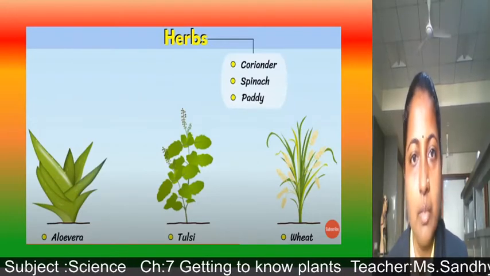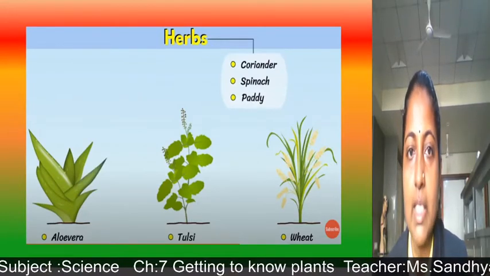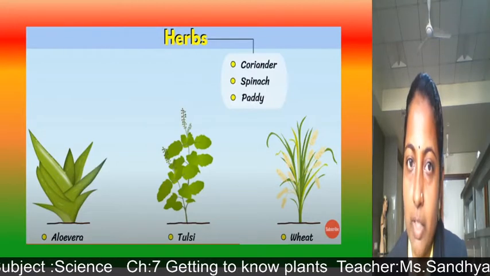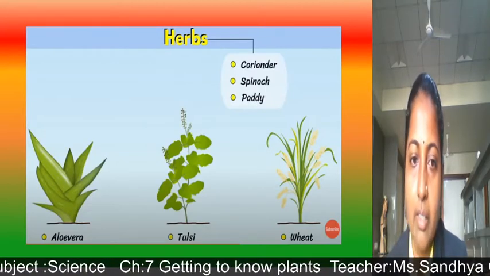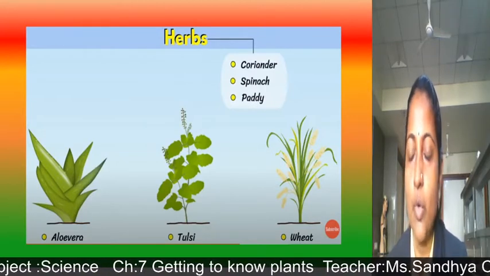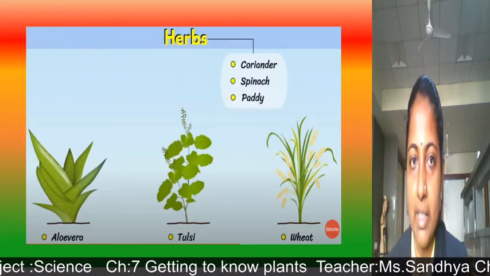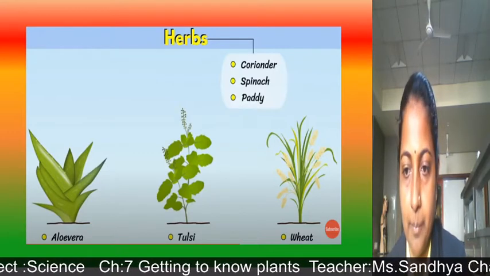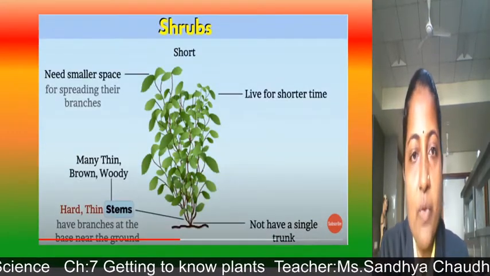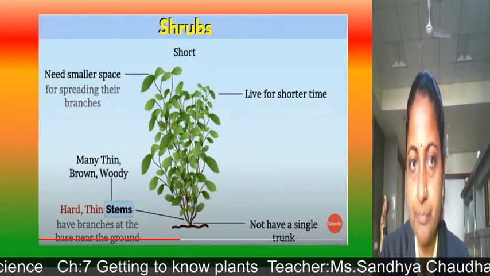Examples of herbs are aloe vera, tulsi, wheat, coriander, spinach, paddy. These are the examples of herbs. Students, now we will see about shrubs.